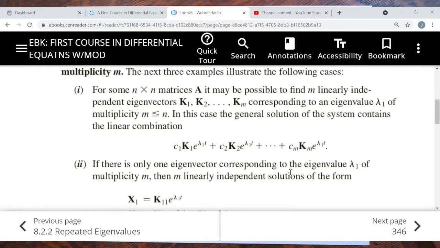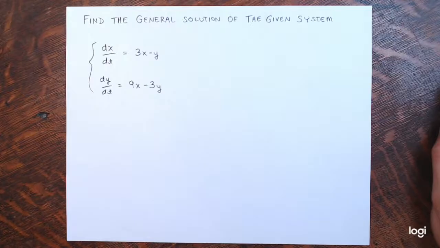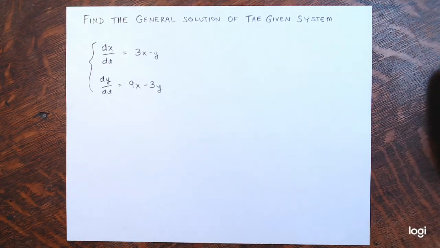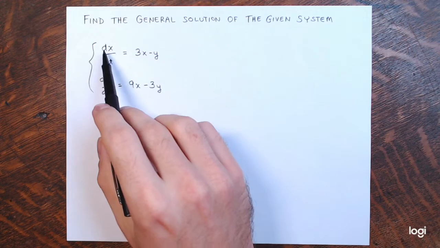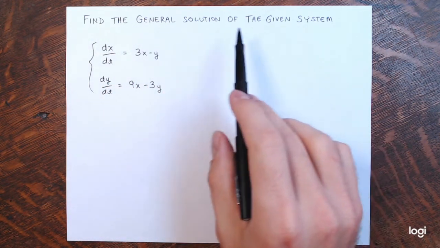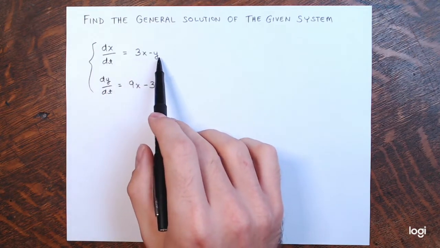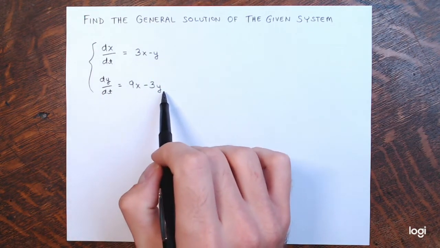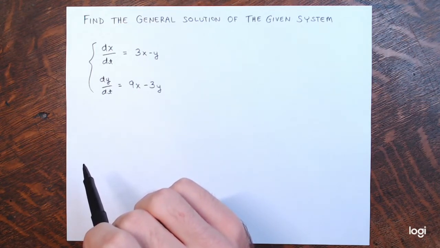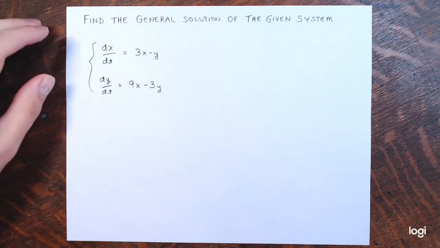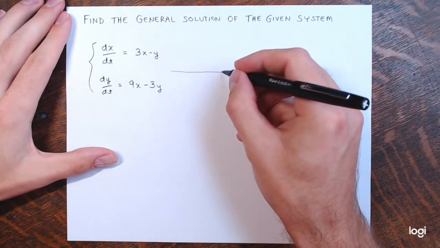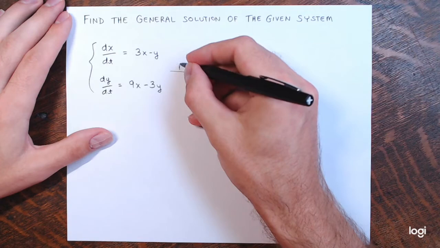All right, so let's get into it. My first example is going to be a 2 by 2 system. When I write this in matrix form, the coefficient matrix is going to be a 2 by 2 matrix. I'm asked to find the general solution, where dx/dt equals 3x minus y, and dy/dt equals 9x minus 3y. So I have these two unknown functions, x and y of t, that I'm trying to find that satisfy both of these equations.